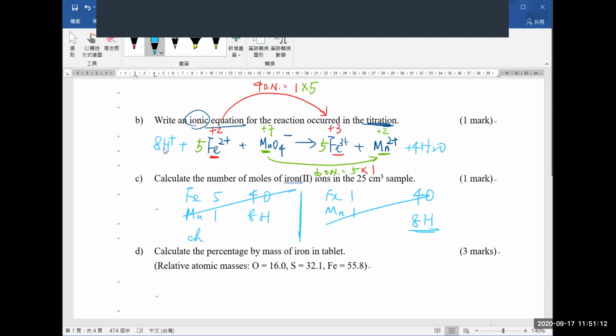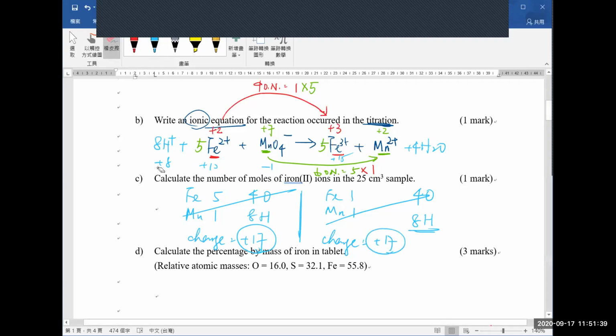Think about the charge. Try to see if it can be balanced. So we have got +8, 5 times +2 is +10. We've got 1 minus, okay? So altogether the charge is +17. And how about this one? To do the same, 5 times +3 is +15. And we have got +2, so it is also +17. The whole equation has been balanced. You got it?